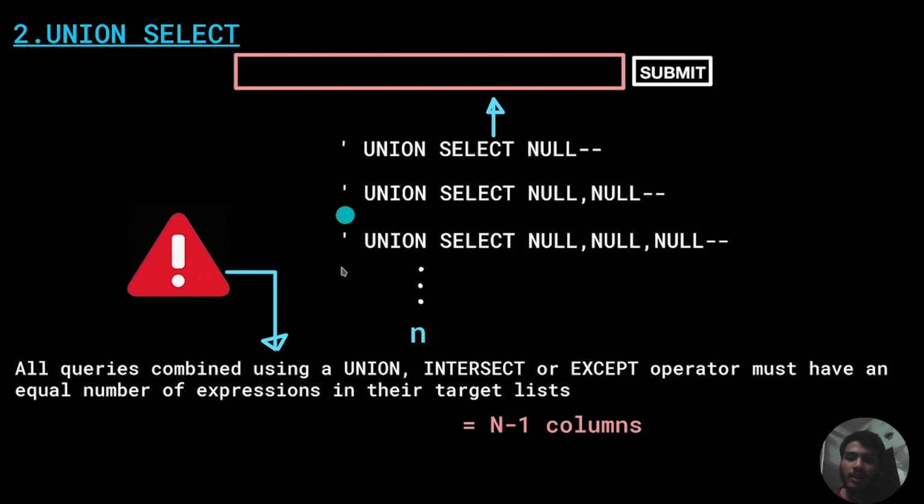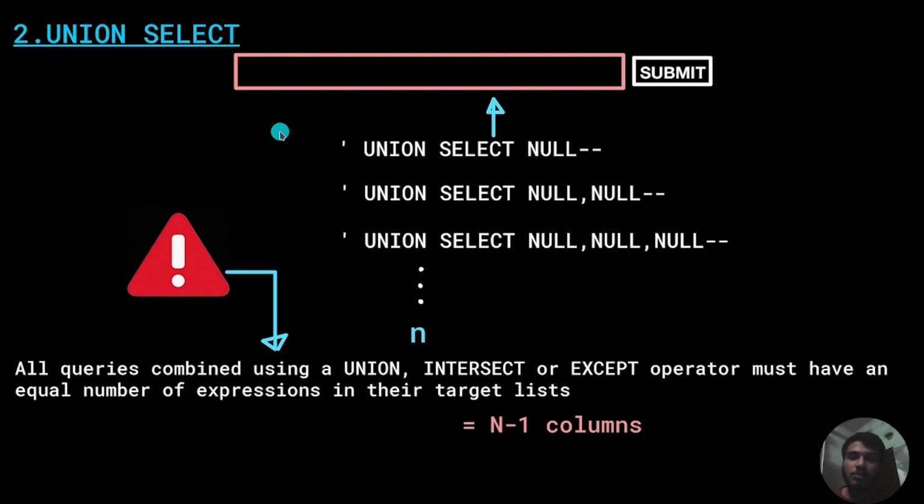Similarly, suppose you run quote union select null dash dash in the query, and if you get an error, that means the table does not have a total of one column. It has either more than one or less than one column.